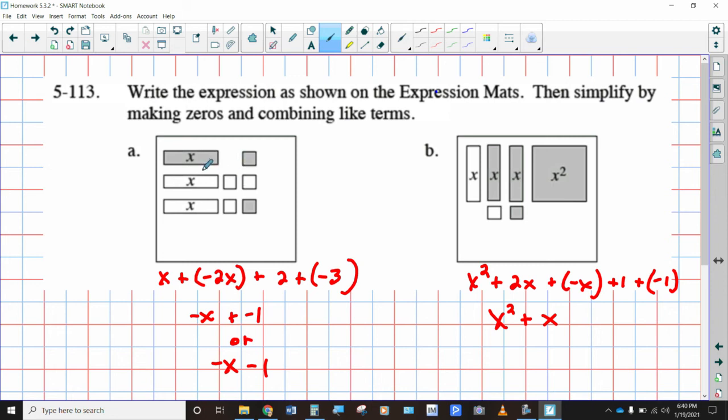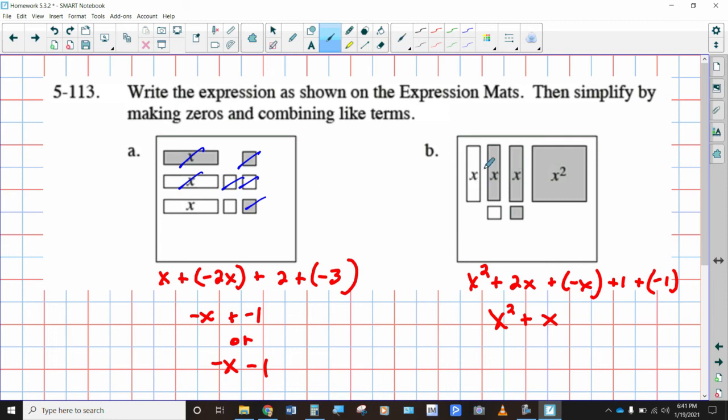First of all, combining like terms. When you add like terms together, they have to be the same type of term, right? So we can combine these x's together, and we can combine those ones together, but we're not going to combine the x's and the ones, other than to just say the final answer is either negative x plus a negative 1 or negative x minus 1. Remember, we cancel out the 0 pairs here, leaving you with 1 negative x and 1 negative 1.